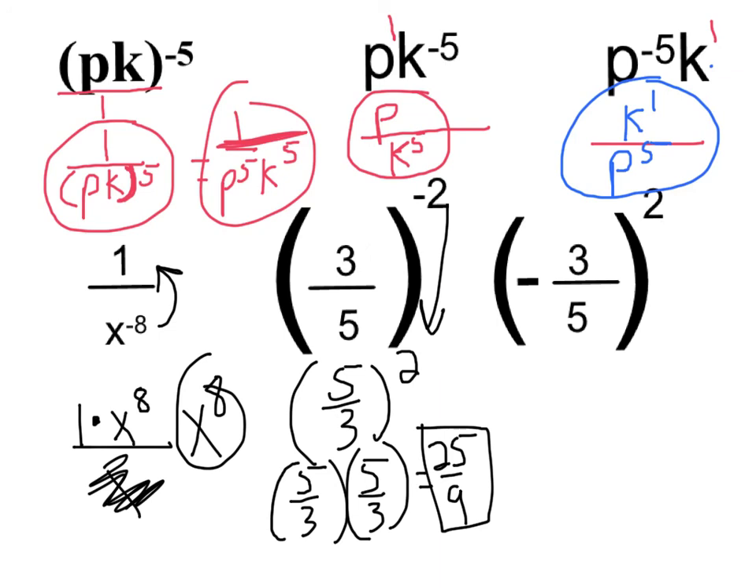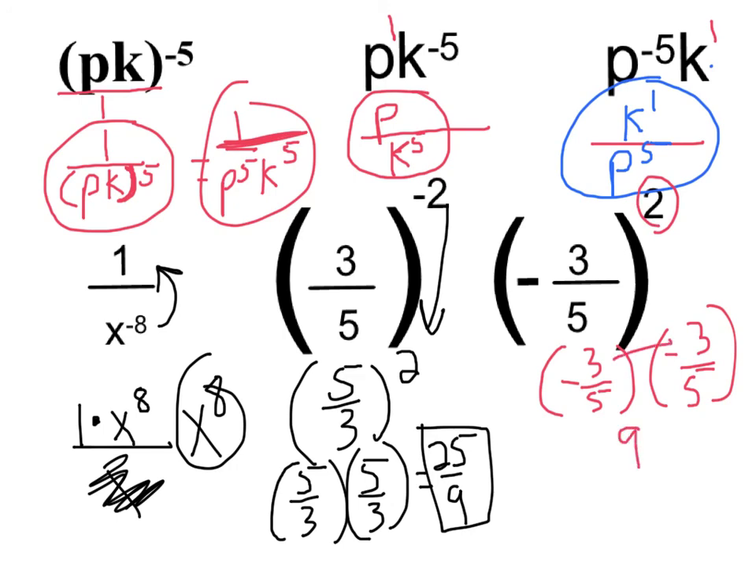Lastly, we have this. This last one means that you're going to take negative 3/5, that parentheses, and multiply it to itself twice. And this is positive, so I do not have to flip. Negative 3 multiplied to negative 3 is 9. 5 times 5 is 25. So this answer is positive 9 over 25.